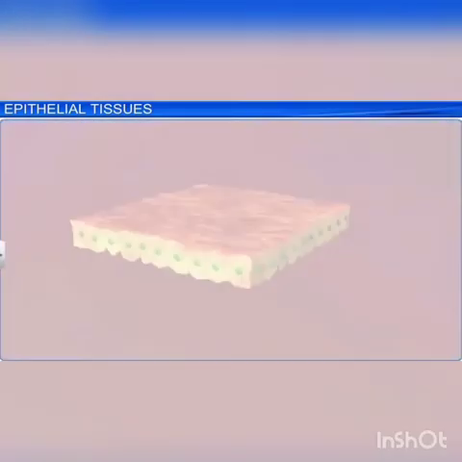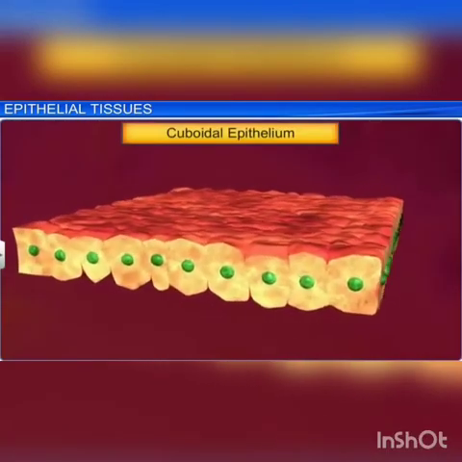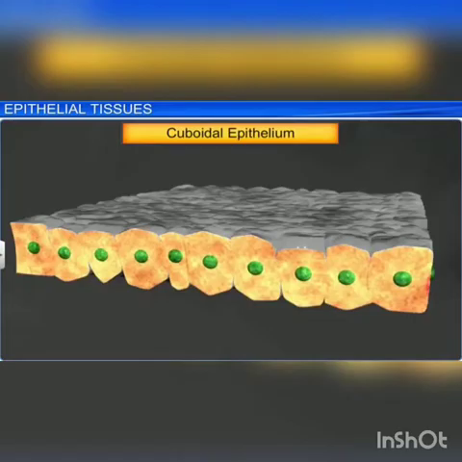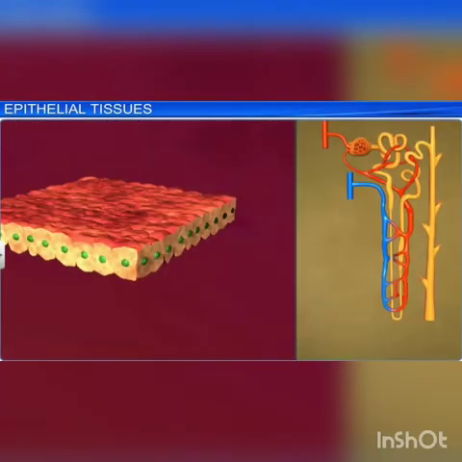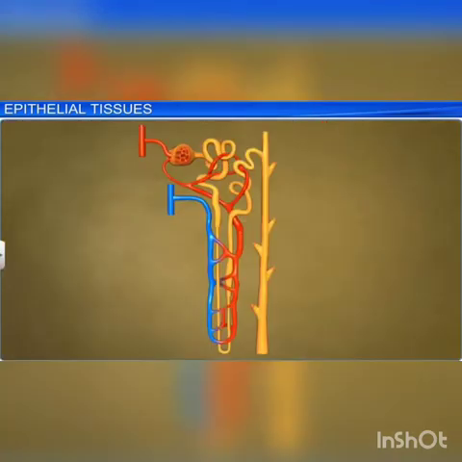Second is the cuboidal epithelium. Cuboidal epithelium is made up of a single layer of cube-like cells, like an ice cube. So this tissue is commonly found in kidney tubules, ducts and secretory portion of small glands on the surface of the ovary. So you know about kidney tubules, kidney glomeruli, because in 10th standard you might have studied about the mechanism of urine formation. We have studied the mechanism of urine formation.